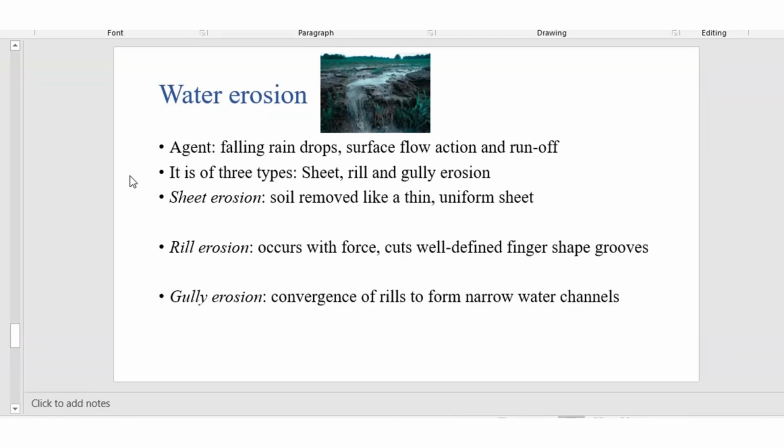So we'll start with the agents of soil erosion. The first agent is water erosion. So falling water, heavy flow of water, surface flow, runoff. These are the ways in which water acts as an agent of soil erosion. When water is responsible for causing soil erosion, it can be of three major types. It can be in the form of sheet, rill, or gullies. So you don't have to memorize all this. You must know what different types there are, but you don't have to memorize everything.